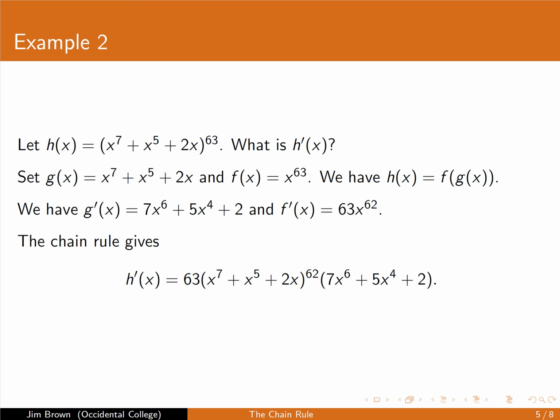So now putting these together, if I put g of x inside of f prime of x, I have 63, and then I plug that g in, so I get x to the 7th plus x to the 5th plus 2x raised to the 62, and then I multiply that by g prime of x.